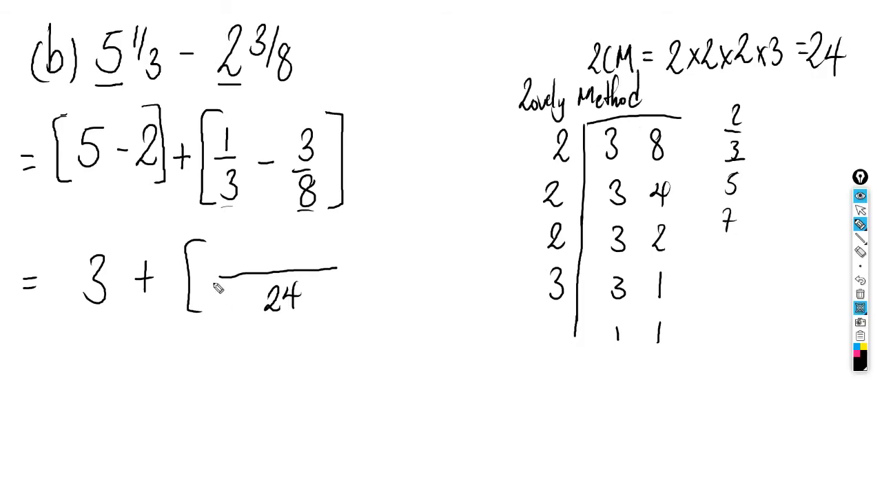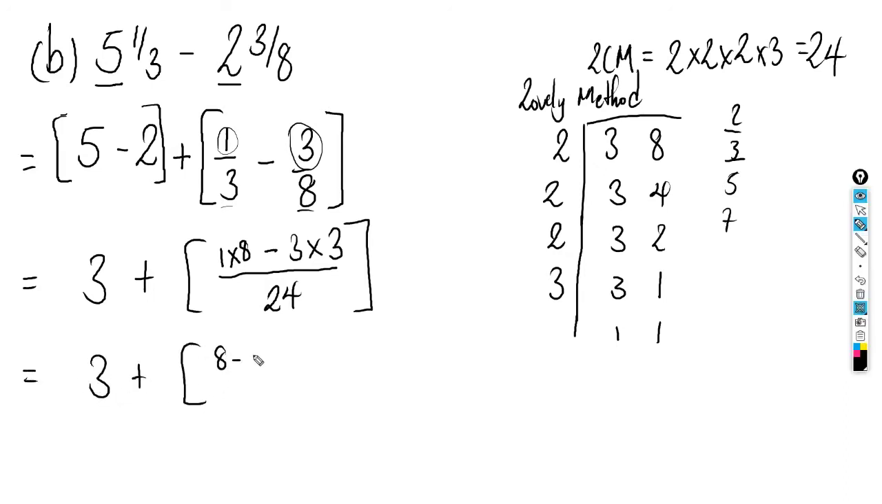Okay, great. So 24, 3 goes into 24 8 times. So for the numerator, we're going to end up with 1 multiplied by 8 because 3 goes into 24 8 times, and we multiply that by the numerator, minus 8 goes into 24 3 times. So we're going to end up with 3 times 8 goes into 24 3 times. All right, guys. So we're going to end up with 3 plus 8 minus 9.